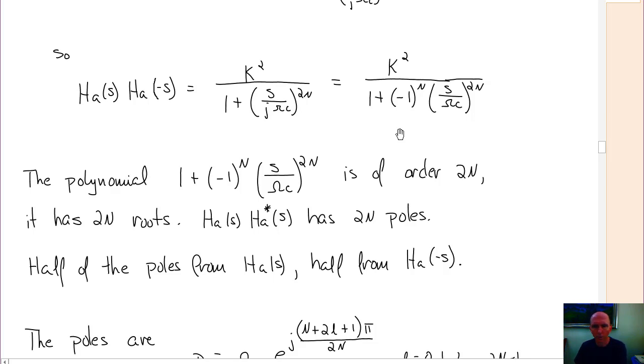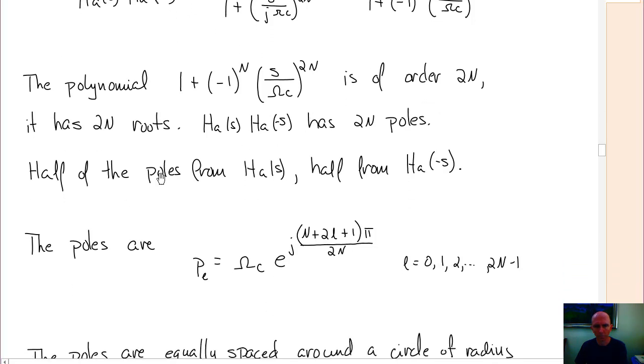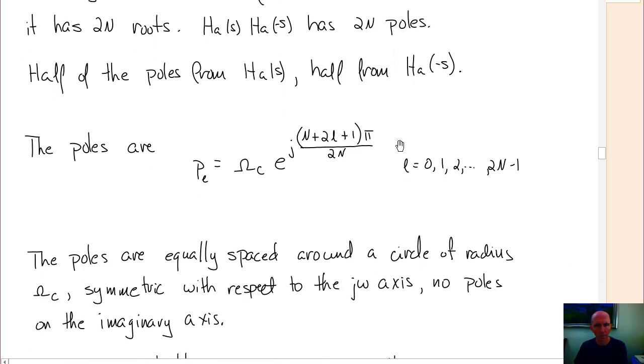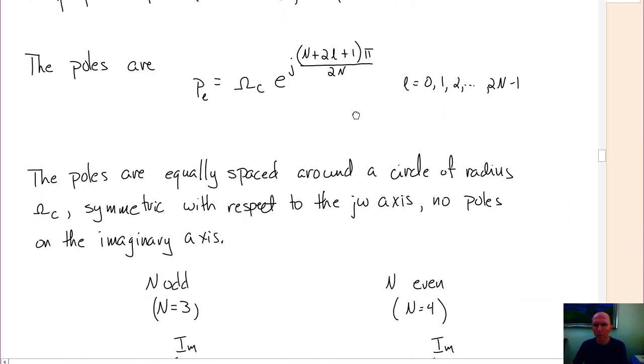To get the transfer function, when we look at this, of course, this is the multiplication of two transfer functions. We see it has order of 2n, right? The denominator is a polynomial of order 2n, so it has 2n roots, and so this multiplication has 2n poles. Half of the poles are going to be for H_a(s), and the other half of the poles are going to be for H_a(-s). Instead of going through a long derivation of where the poles are, let me just give the formula.